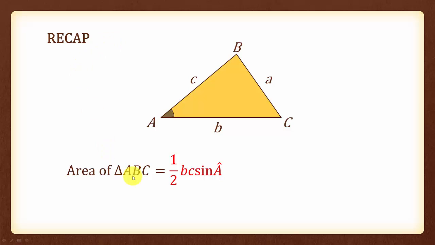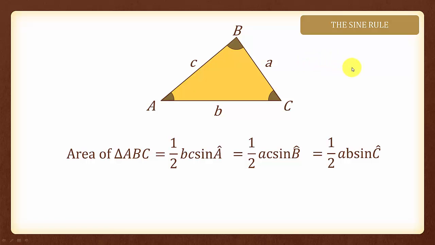Now let's recap. The area of a triangle ABC can be found using the formula half BC sine A. Do you remember what type of angle is angle A? Yes, it must be an included angle. We can also write it as half AC sine B, where B is the included angle and we will use the length AC. Or half AB sine C, whereby C is the included angle and we'll use the length A and B.